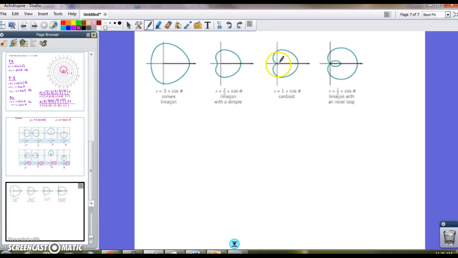That was the first example we did. That's a cardioid, and then you also have an inner loop.